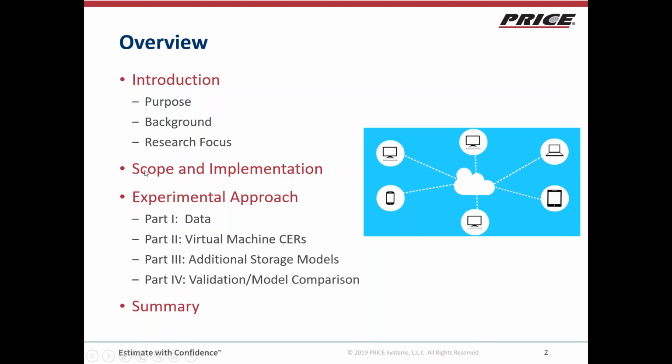So the purpose of today's presentation is just to give a brief overview of some cloud infrastructure and let you know why we did this research and what our goals were with the scope and implementation, and then go over what we actually did, including how we gathered the data and what the data consisted of. Our two models that we'll be talking about are CERs for virtual machines and benchmark models for some storage, and how we validated and compared them to some models that Dan Harper from MITRE gave us.